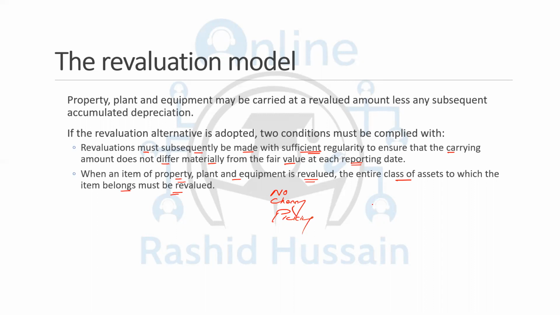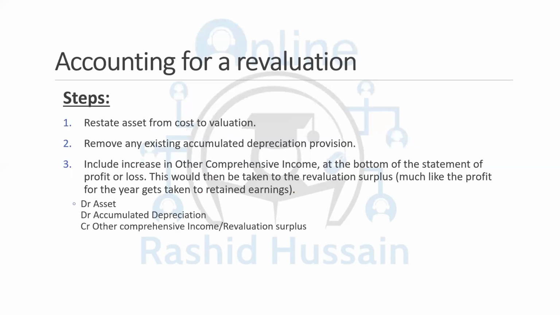So the standard says, for example, if you are revaluing the land, you're going to revalue the entire land which is on the revaluation model. If you're revaluing the buildings, you're going to revalue all buildings which are on the revaluation model. If you're revaluing the cars, you're going to revalue all cars which are on the revaluation model. And we are not talking about the assets which are on the cost model. We are talking about the assets on the revaluation model.